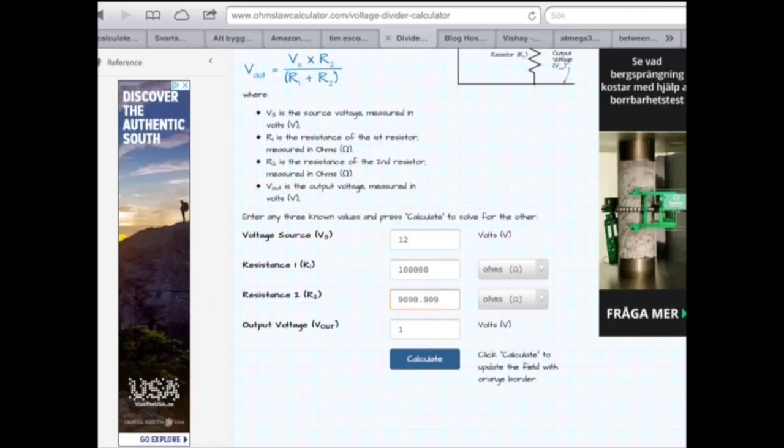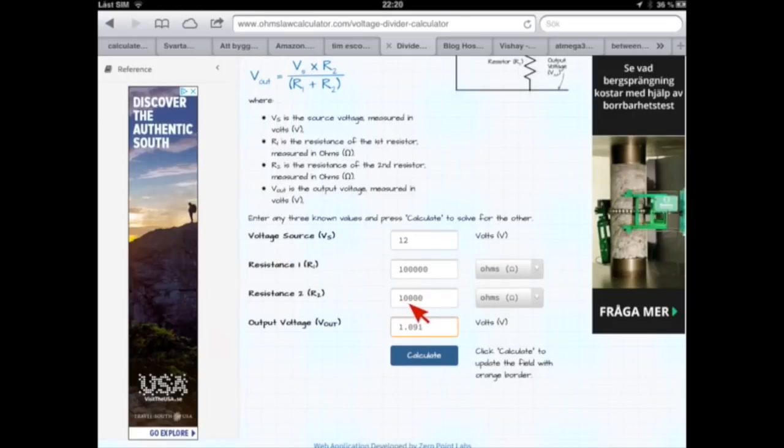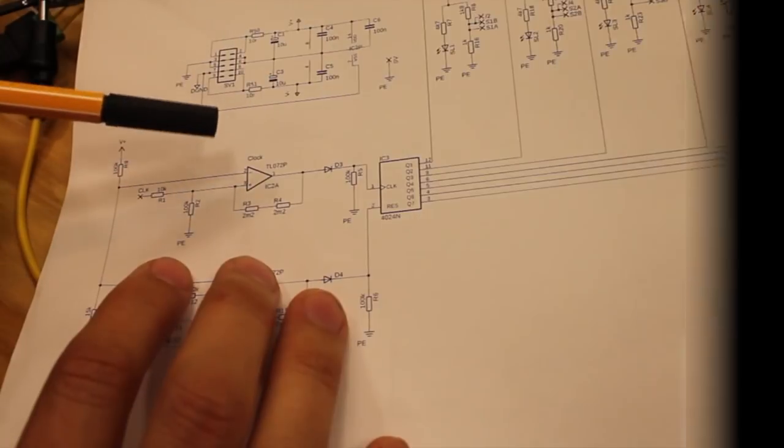But if we instead write the closest standard value, so 10,000 ohms or 10k, then we do a new calculation, remove the voltage output, and we get that with those 2 values we get 1.091 volts output, which I believe is close enough to 1 volt for this example.